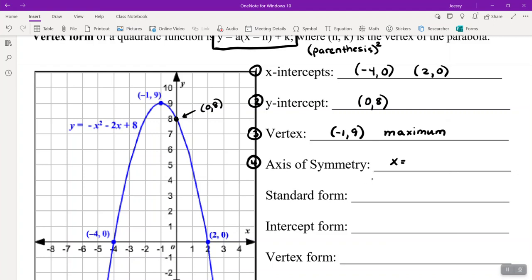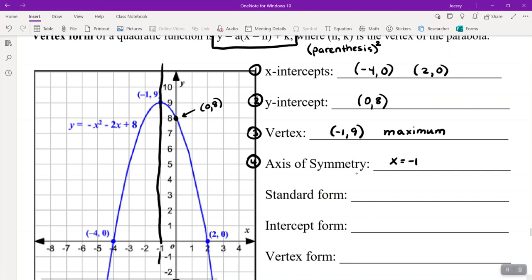Okay, McMichael. -1. Yes, because this is the vertical line that slices the parabola in half, 2 equal halves. Now, here's something interesting. Pay attention. The axis of symmetry is always going to be the x value, and the max and the min is always going to be the y value. I know you're taking this time to write this down. If you know the vertex, you know the axis of symmetry, and you know the max or min.